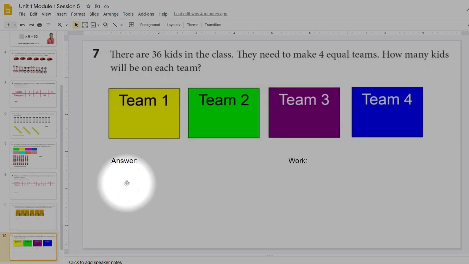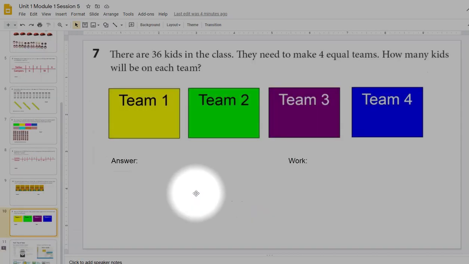And then number 7, there are 36 kids in the class. They need to make 4 equal teams. How many kids are in each team? So again, here's some of your answer and work.